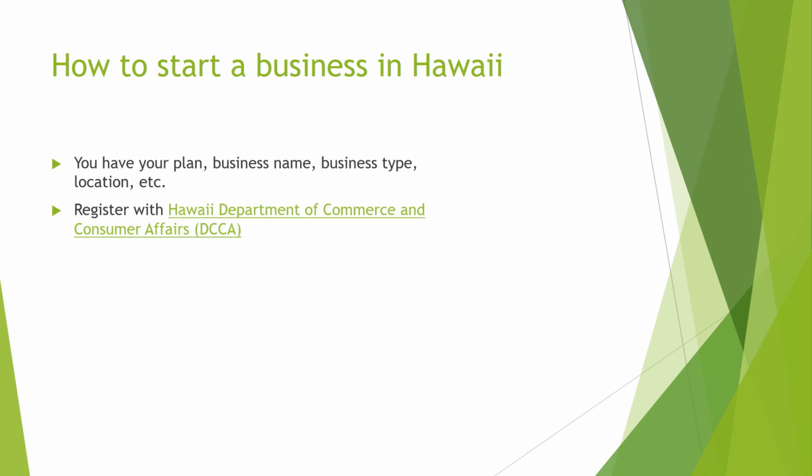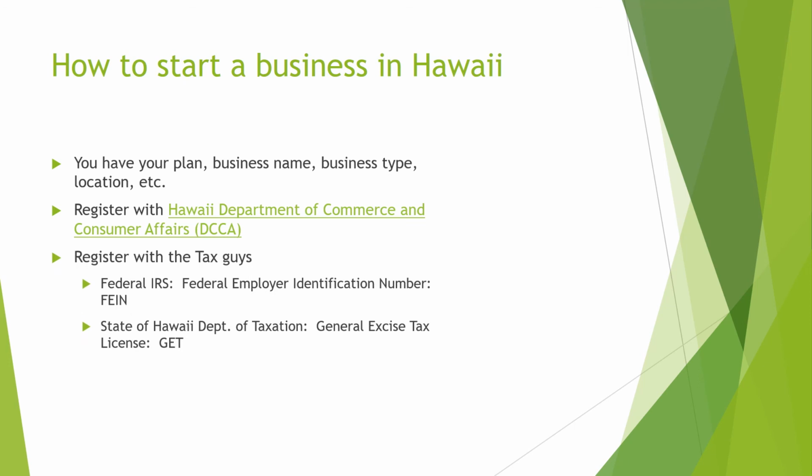And then, as already mentioned before, for Hawaii we go to the Hawaii Department of Commerce and Consumer Affairs. So you can actually register a business online. You also have to register with the tax guys. Any business structure other than a sole proprietorship has to register with the IRS, the Internal Revenue Service, and you need to get what's called a FEIN, a Federal Employer Identification Number. This is similar to a Social Security number, but specific to the business. And then we also need to get a State of Hawaii Department of Taxation General Excise Tax License, GET.